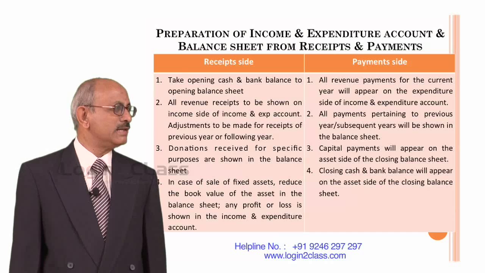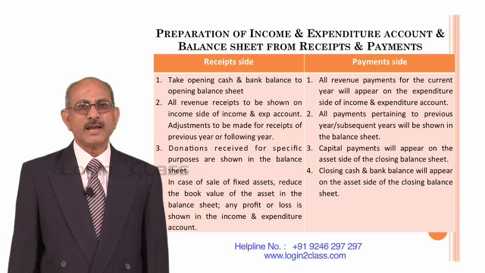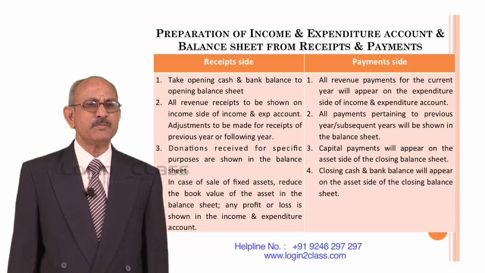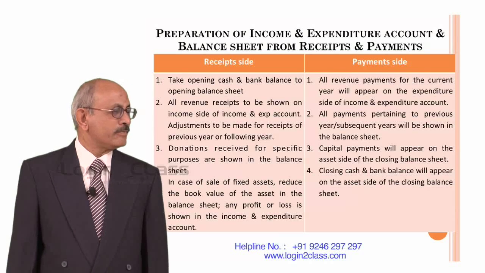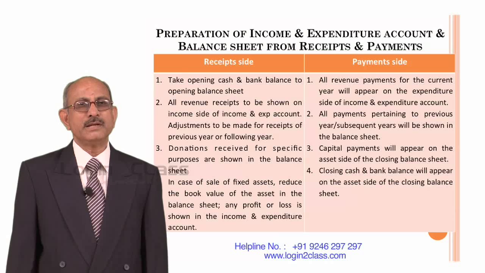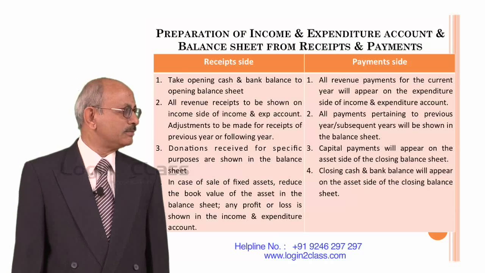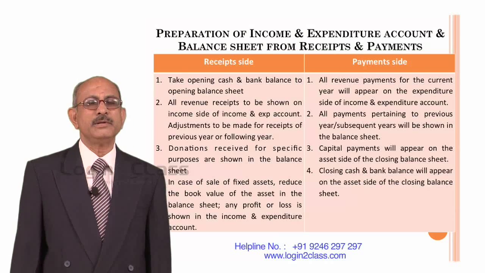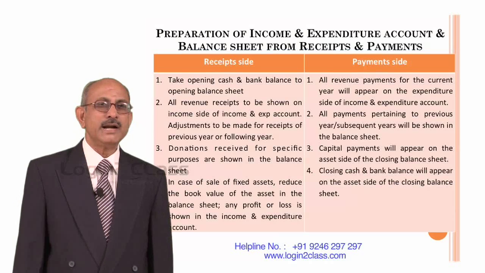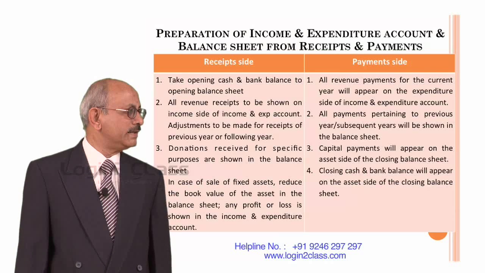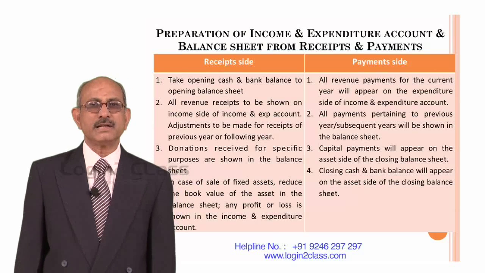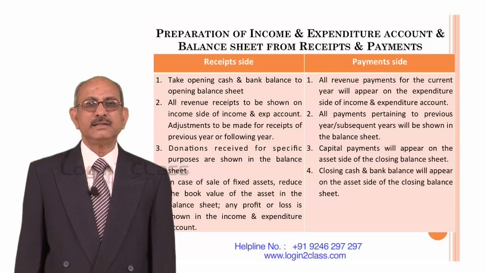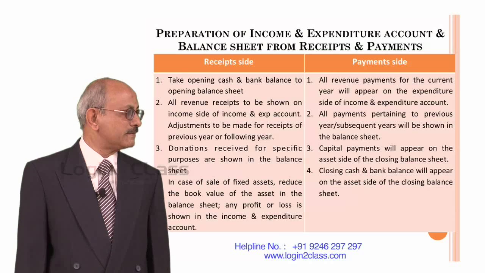So, you have to pass the adjusting entries, and only current year payments will go to the income and expenditure accounts, and whatever relates to the previous year or to the subsequent years will directly be shown in the balance sheet. And similarly, capital payments, any appearing on the payment side, will not be taken to the income and expenditure account. They will directly go to the asset side of the balance sheet.